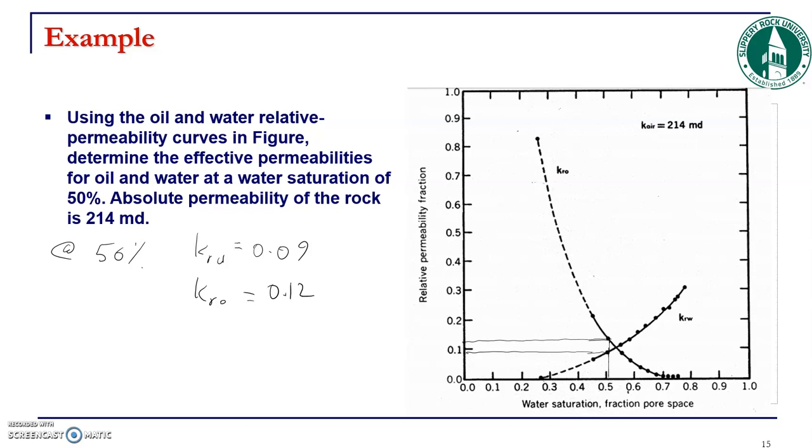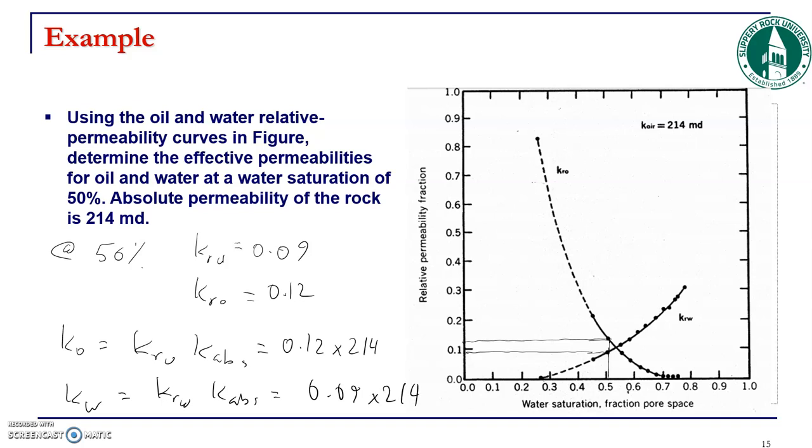And we want to find the effective permeability of oil and water. So KO is equal to KRO multiplied by the absolute permeability, based on the equation. KRO is 0.12 multiplied by 214, whatever number that is. And KW is KRW multiplied by the absolute permeability, which is 0.09 multiplied by 214. And you can get the effective permeability values.